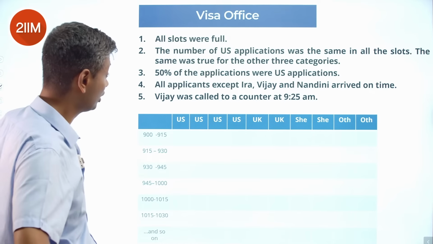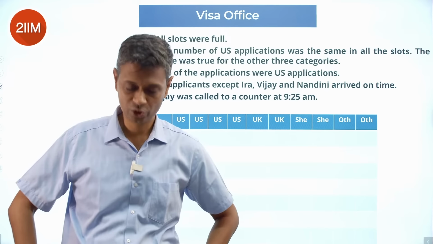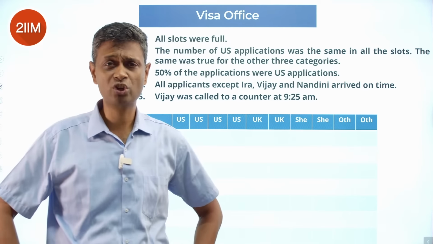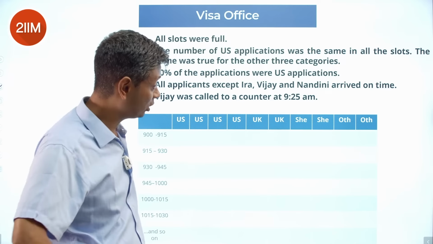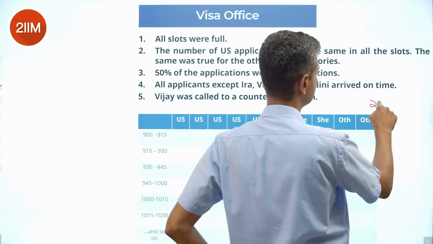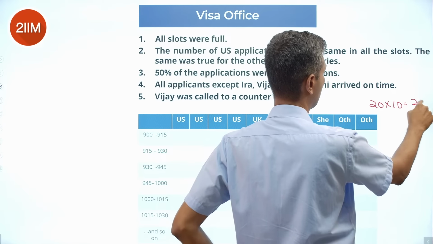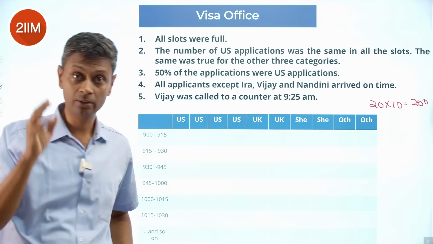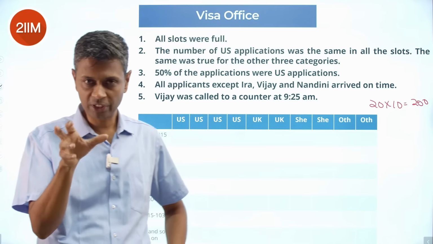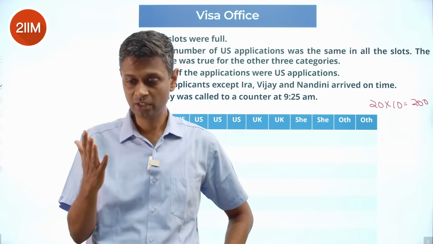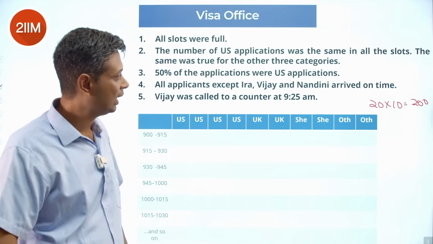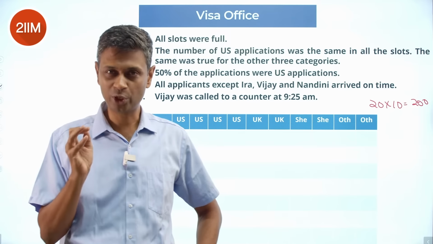All slots were full. This "all slots were full" threw me off in this question. Is there 10 applicants in each slot? 200 totally, 10 counters, 10 applicants in each slot. So the way the math is working is totally 20 into 10. 200 applications get processed in that day. Half of them are US, so 100 are US. Equal number of applicants came in each slot. 100 divided by 20 is 5. 5 US applicants came in each slot. And so, out of the total 200, 100 were US.